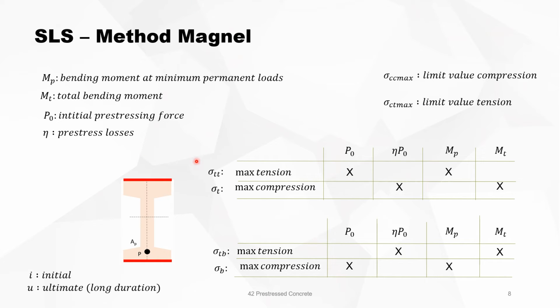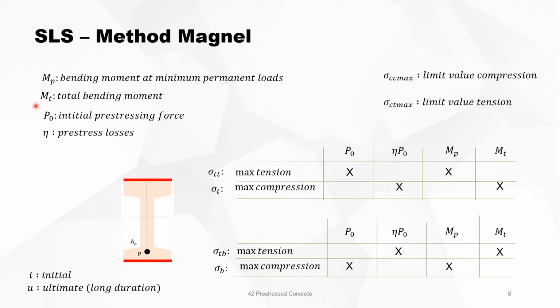Once you've got that, then we can see for the top fiber, there is maximum tension in the top fiber when the initial pre-stressing force is applied, the maximum pre-stressing force, because when this is maximum, the tension there is maximum, and the minimum bending moment is applied, the bending moment at minimum permanent loads. So in this combination, you have maximum tension on top. You have maximum compression on the top when you have the smallest pre-stress and the total bending moment.